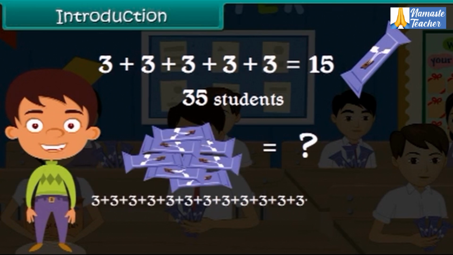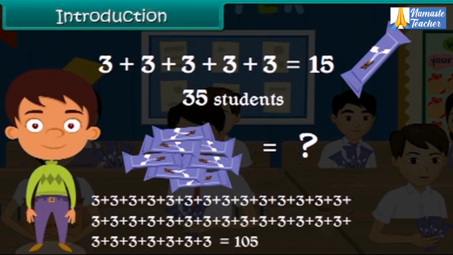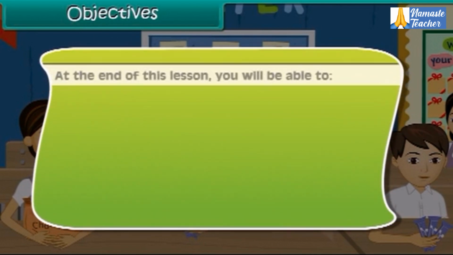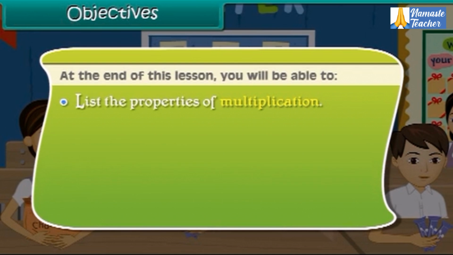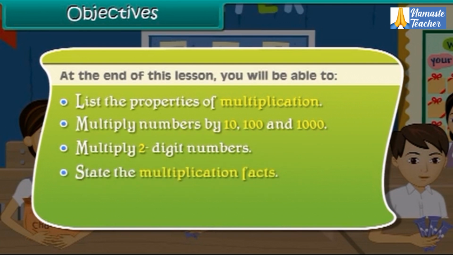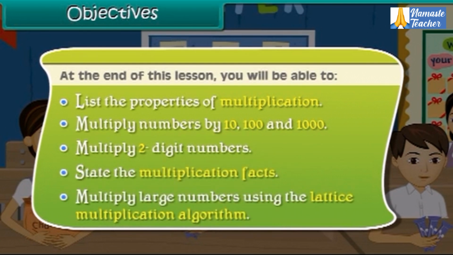Do we add 3 to 35 times to get the answer? Or is there another way? In this lesson, we will study multiplication in detail. Objectives. At the end of this lesson, you'll be able to list the properties of multiplication, multiply numbers by 10, 100, and 1000, multiply 2-digit numbers, state the multiplication facts, multiply large numbers using the lattice multiplication algorithm.